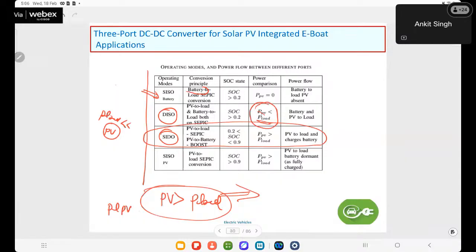This is usually not discussed in electric vehicles, except, as I have told, some light electric vehicles like e-rickshaws, where these days we are seeing rooftop solar PVs.